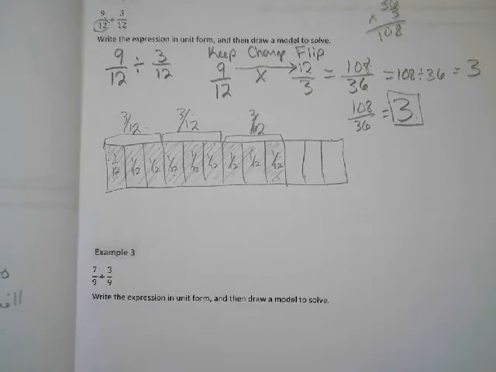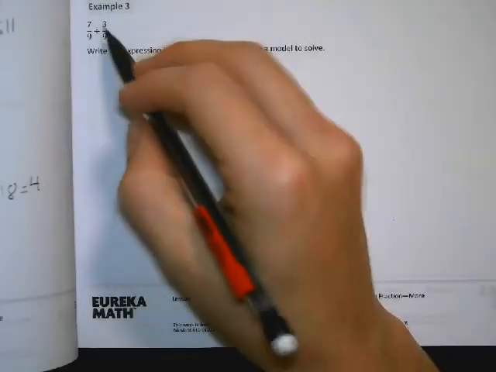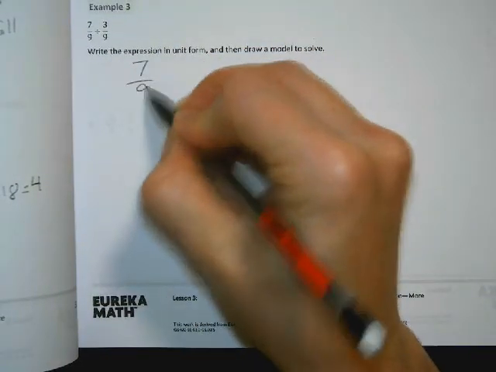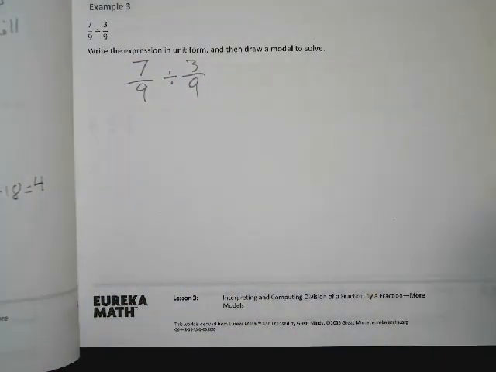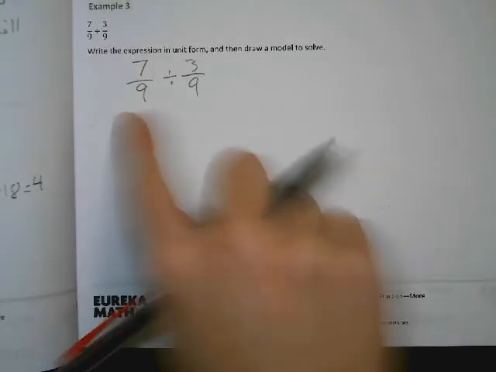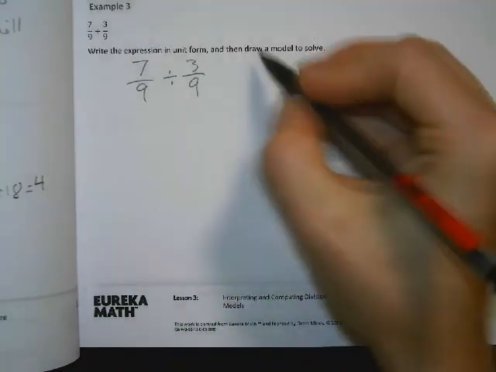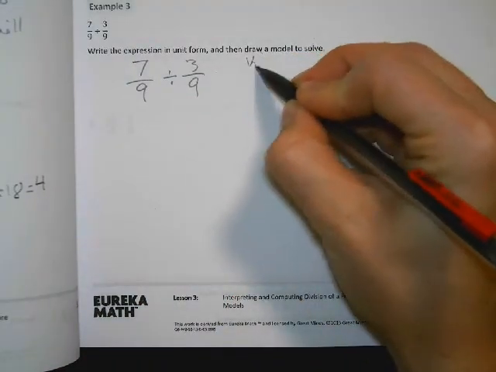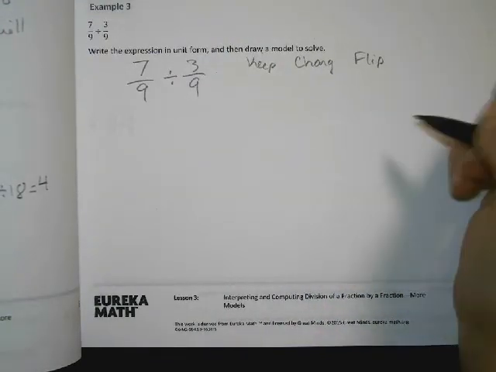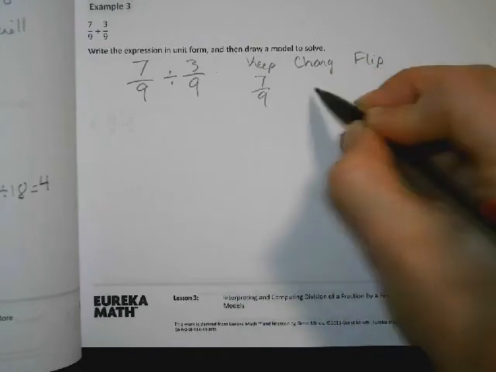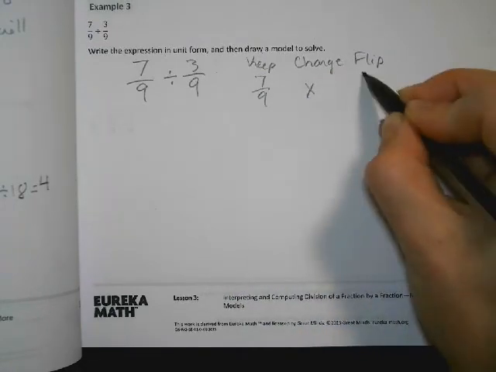Now your last example. You have 7/9 divided by 3/9. So we take 7/9 divided by 3/9. Again, you should be rewriting this question. On the next page, you'll be asked to solve problems, and I will expect to see that you are writing out the problem again, and then showing the keep, change, flip. Also writing the words. So that's 7/9 times 9/3.